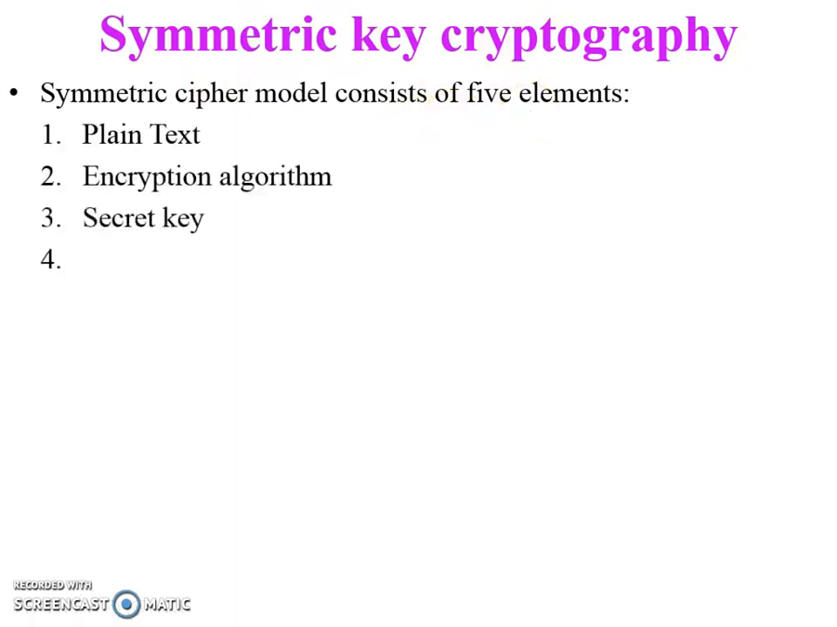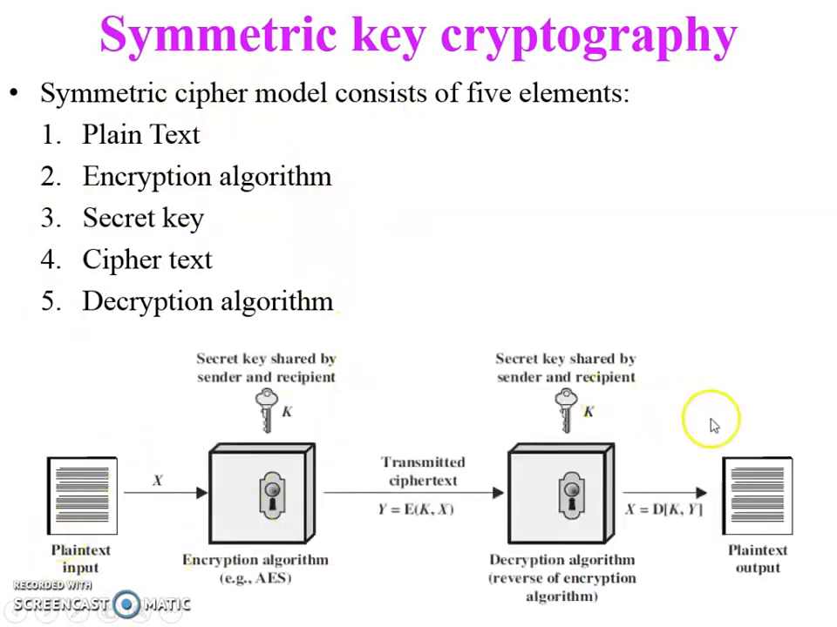One is plaintext, second is the encryption algorithm, third is the secret key, fourth is ciphertext, and fifth is the decryption algorithm. So if you want to perform the symmetric key cryptography model, you must use these 5 elements. This figure shows symmetric key cryptography. It is the very basic figure of the symmetric key cryptography model.